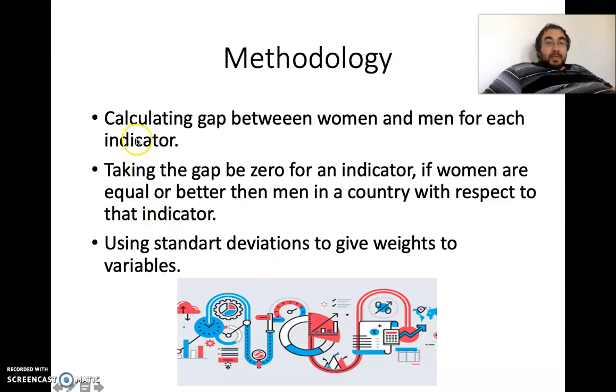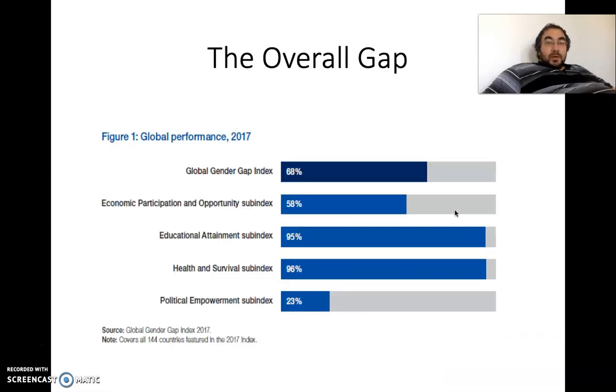And as you see, each variable is between 0 and 1. If women are equal to or better than men, then we don't say that there's inequality with respect to men. We rather say there is no inequality. We take the gap to be 0. And here are the values.